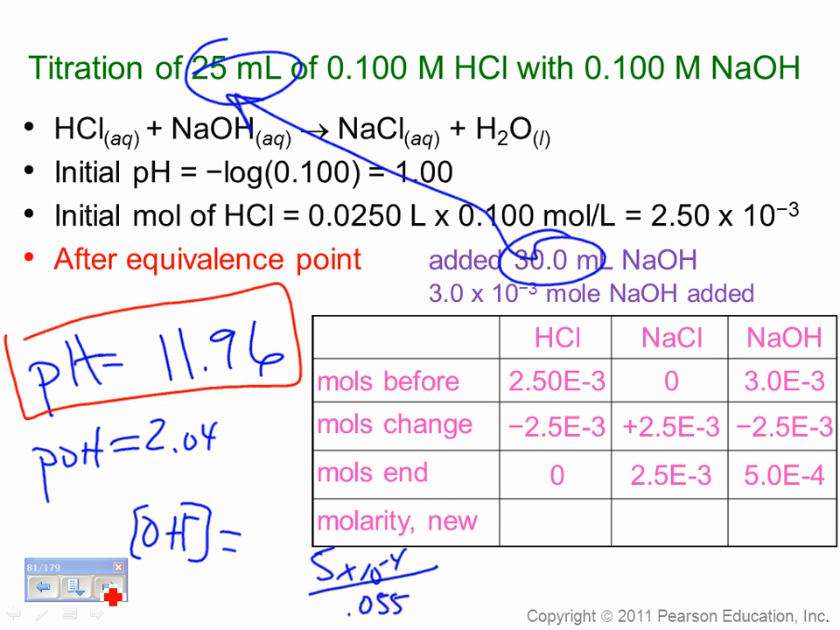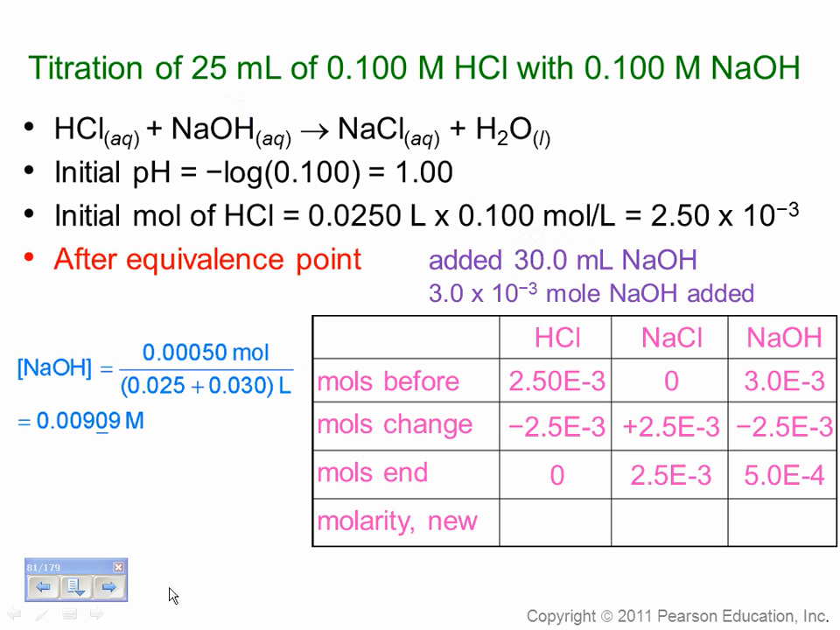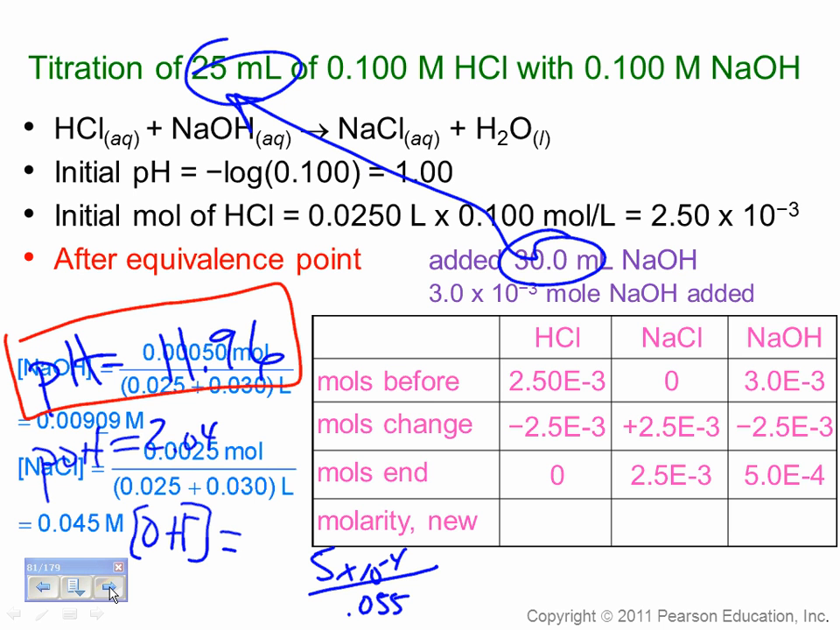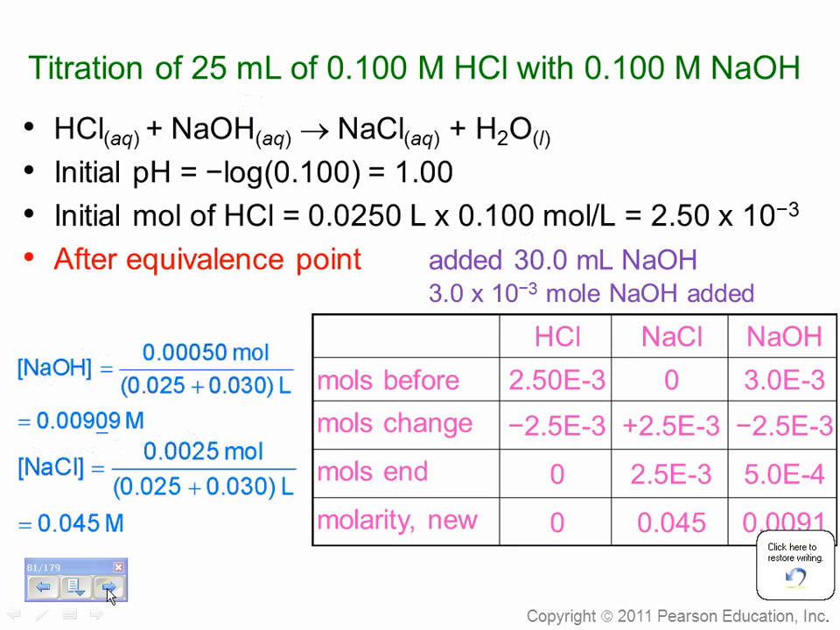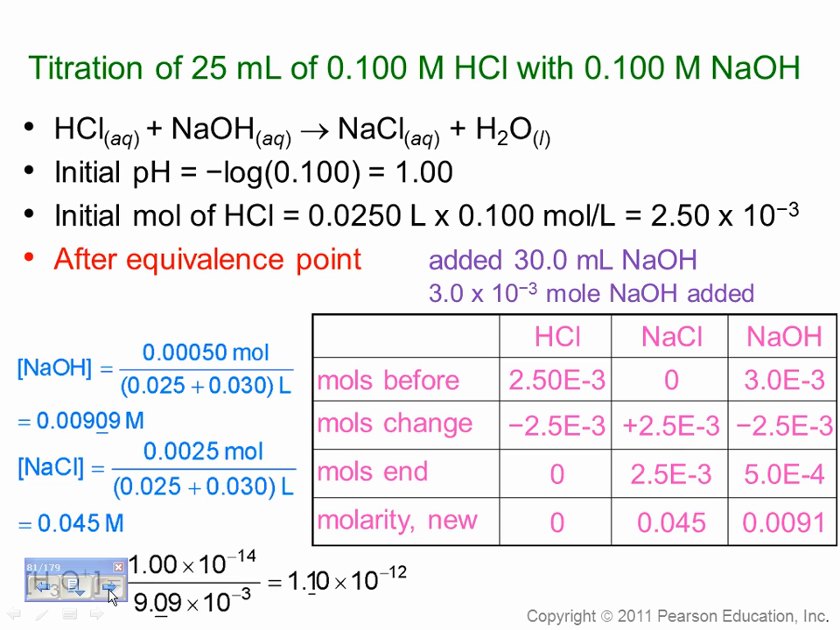If I add another 5 mils, 35 mils, then I still know that 25 milliliters of that is what was required to neutralize the acid. That means I have 10 milliliters of extra. And that's how many moles? I can calculate that. Take that number of moles divided by the new volume. Get the OH concentration, take the negative log of it, get the pOH, and then I know what the pH is.